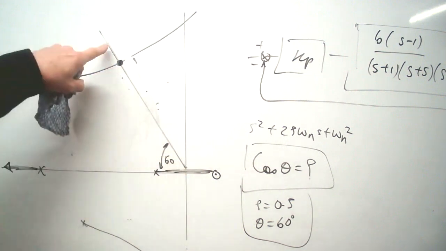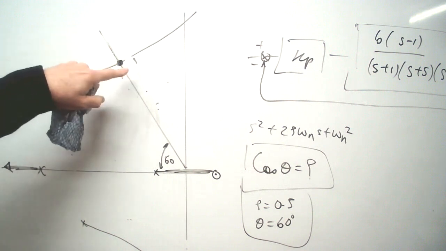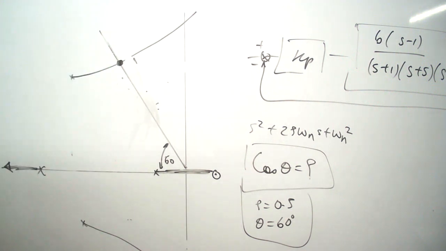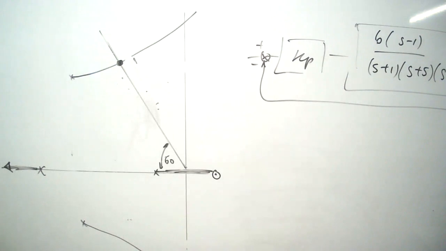So we've drawn this line in at 60, and we know the root locus is somewhere along this line here. We don't know where yet. So in order to find this now, we're going to have to use the angle criteria.